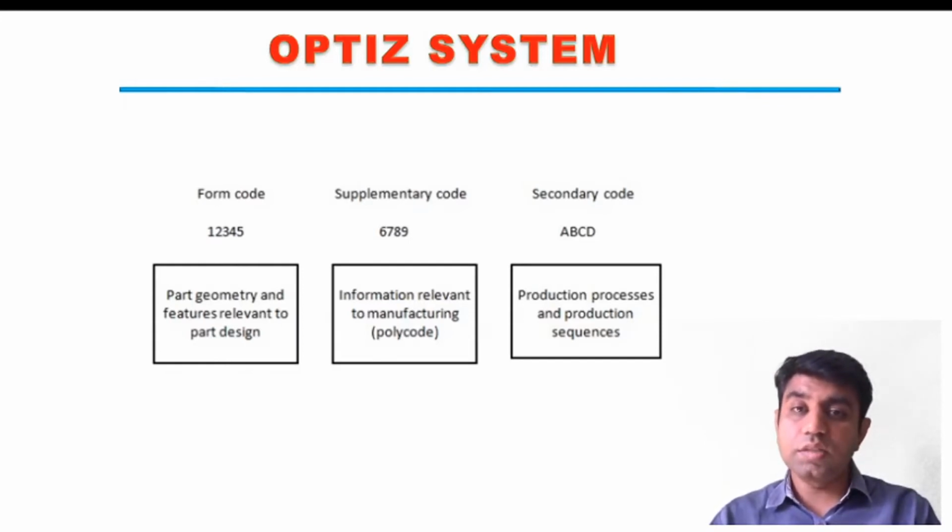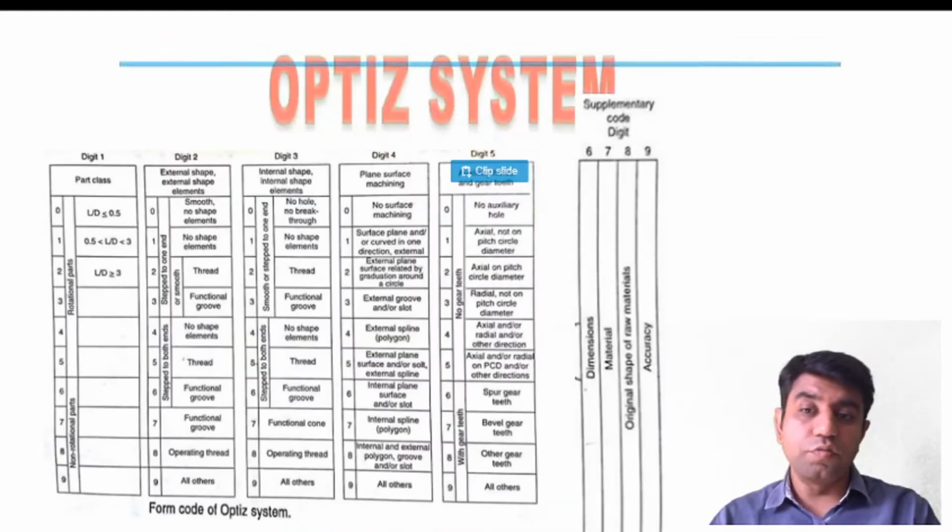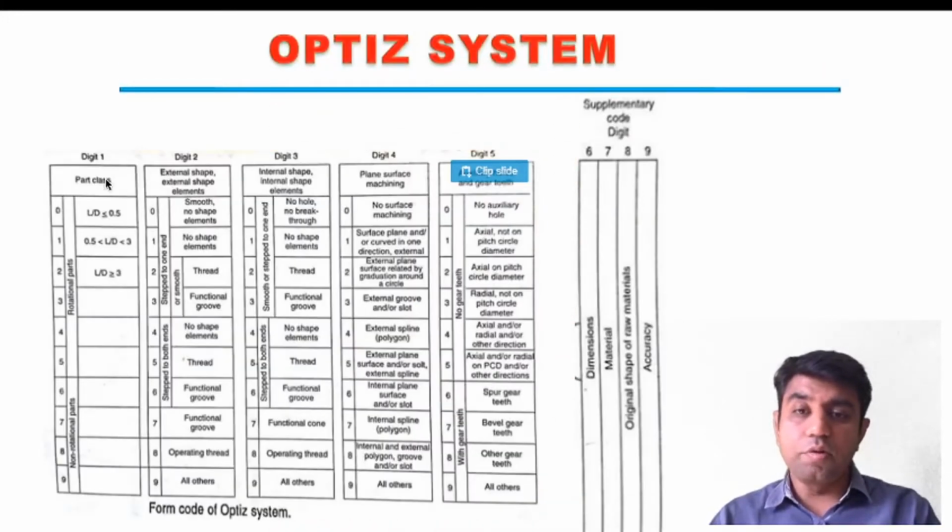Now let us go into detail about the form code. As I told, the form code has 5 digits. The first digit defines the part class, right? From the part class you will have these kinds of values. For example, if the part has an L by D ratio less than 0.5, then they will write 0 there, right? If the L by D ratio is between 0.5 and 3, then they will write 1 for that.